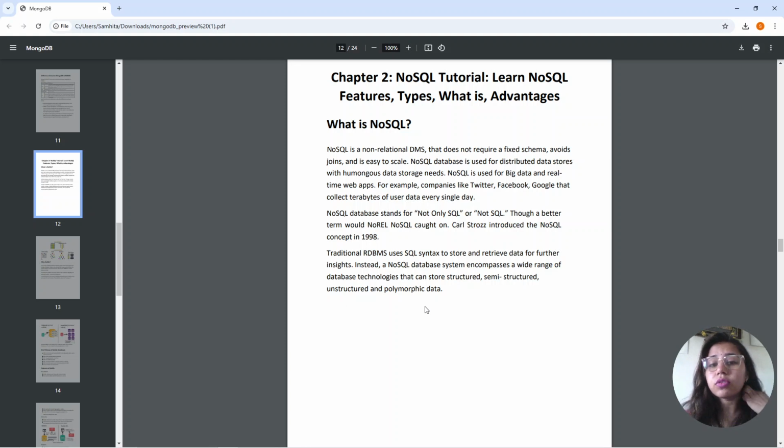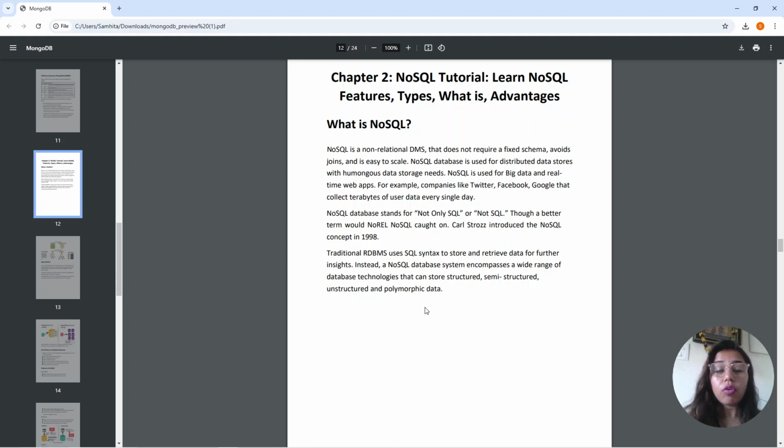So basically, what is NoSQL? NoSQL is just a non-relational database management system. It does not require any fixed schemas, it avoids joins, and it is very easy to scale. NoSQL is schema-less first of all. It is distributed data; it uses distributed data and stores data according to our needs. NoSQL is mostly used in big data and cloud computing. So all these things use NoSQL.